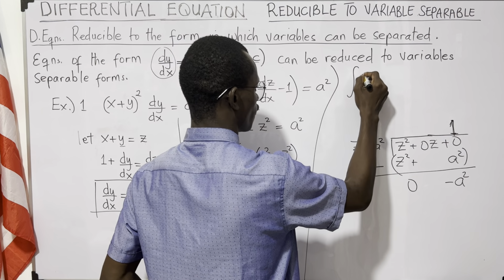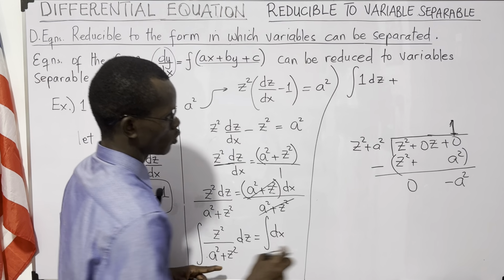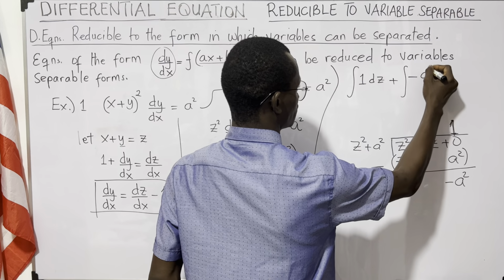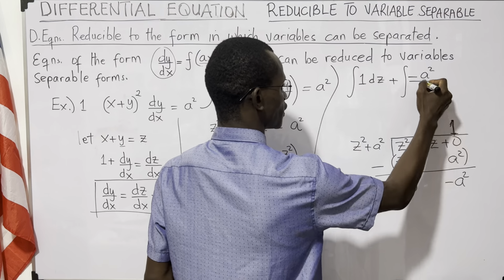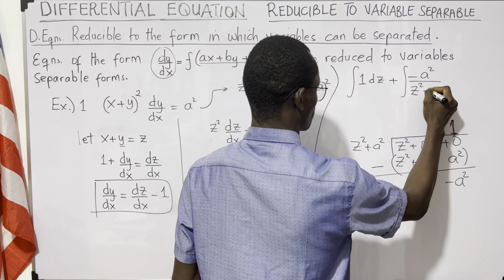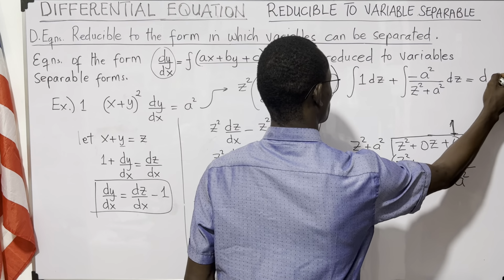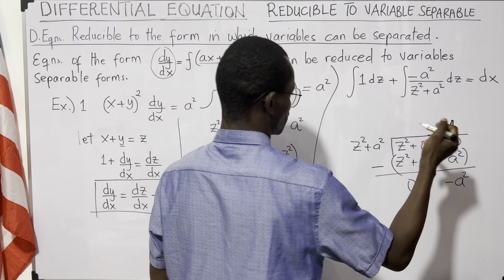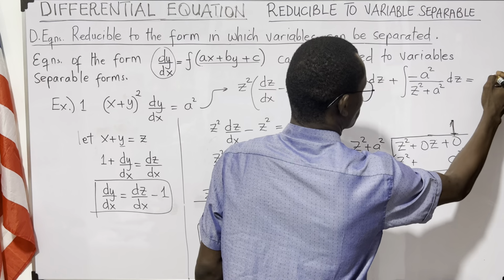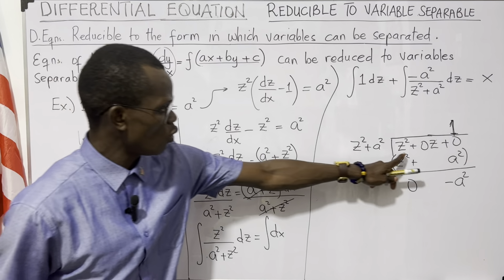So we say the integral of 1 dz plus the integral of the remainder. The remainder here is minus a squared divided by the divisor. The divisor is z squared plus a squared, dz, all equals dx. The integral of dx is just x. But why is it that we want to go this long way?